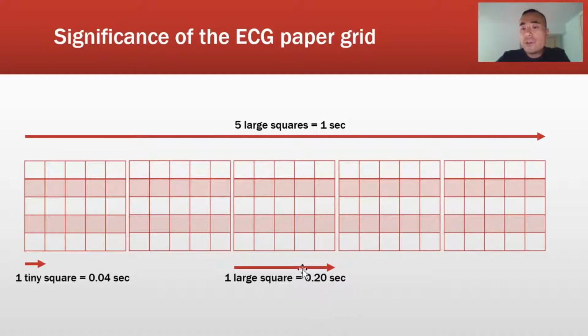So if you don't know how I got that number, if one tiny one is equal to 0.04 and a big one consists of 5, then I'm just multiplying that number by 5, which is why I get 0.2 seconds. Now when you put 5 of the big squares together, you have 1 second, because then you have 0.2, 0.4 seconds, 0.6, 0.8, 1 second. And this becomes significant because it plays a part in the criteria for a normal sinus rhythm.